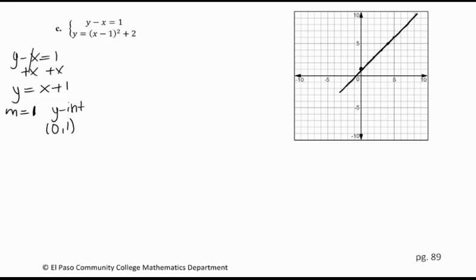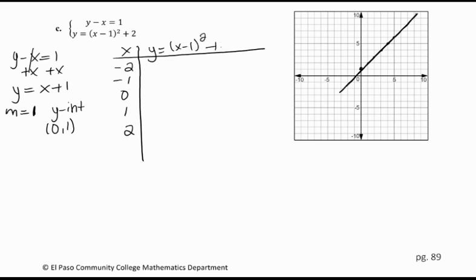And for the second equation, we're going to create a table. So we're going to have x. Remember, you give the values of x. We're going to use -2, -1, 0, 1, and 2. And my y is x minus 1 squared plus 2. So let's go ahead and substitute those numbers. So we have -2 minus 1 squared plus 2.